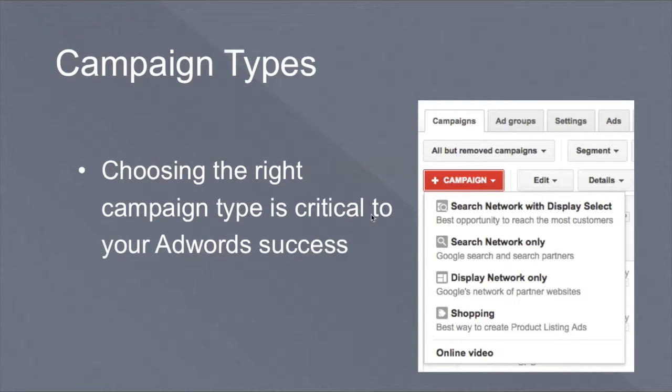Now in AdWords, there are lots of different campaign types available to you. In particular, you can see on the right hand side of the image we've got Search Network with Display Select, Search Network Only, Display Network Only, Shopping and Video. I'm going to take each of those in turn, explain what they are, explain the differences, and leave you with a clear selection as to which ones we're going to be using, why and when.